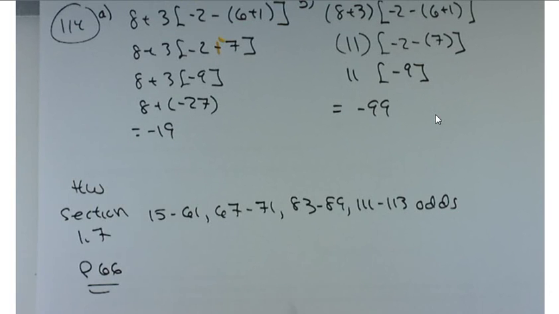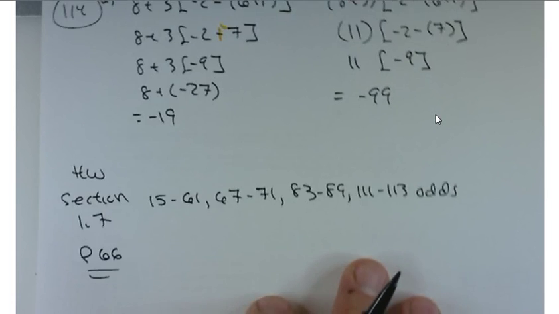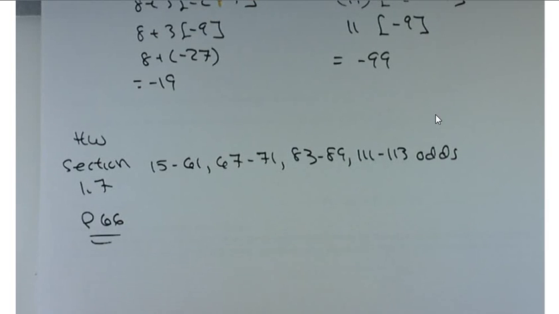For homework, try 15 through 61, 67 through 71, 83 through 89, 111, 113. That's just the odds. Remember, your homework is telling you what the test is going to look like, because I'll be taking questions directly from the homework and putting them on the exam. Have a great weekend. See ya.